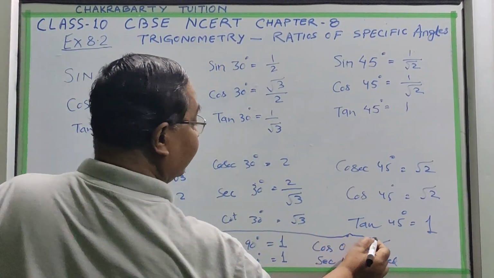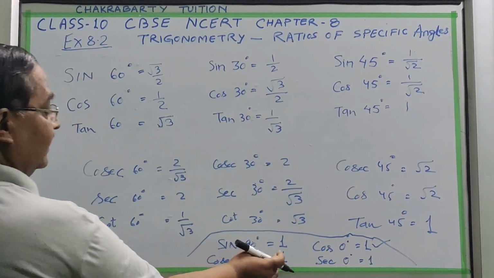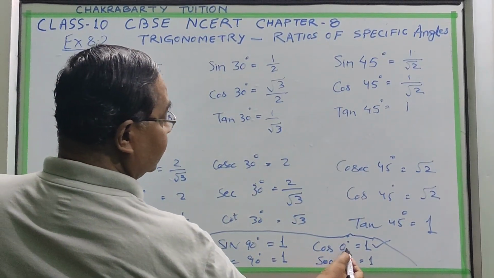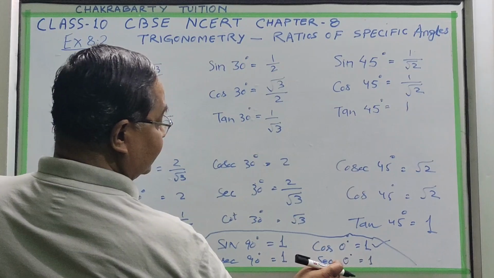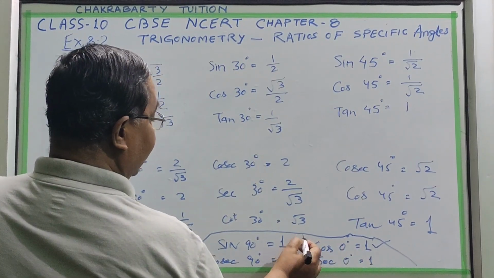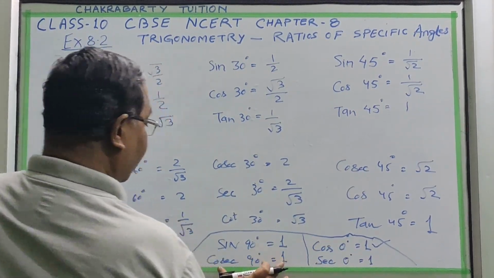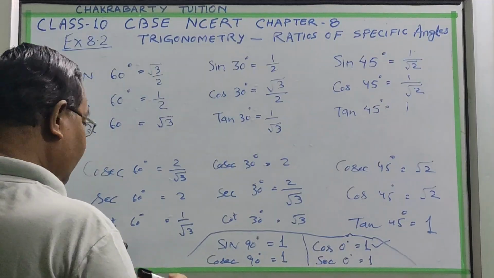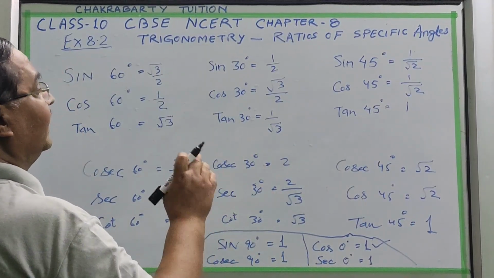This is some extra thing. Okay. So this you keep in mind. Cos 0 equal to 1 and its opposite is sec. Sec 0 is also equal to 1. This you have to keep in mind. Okay. Now we will go to question number 1 and solve.